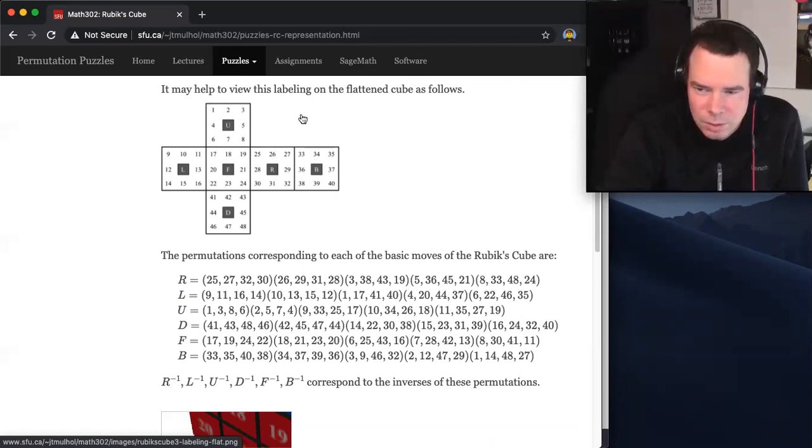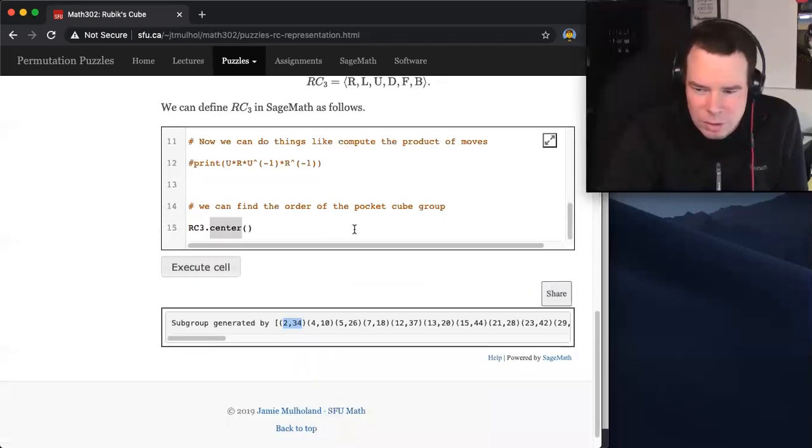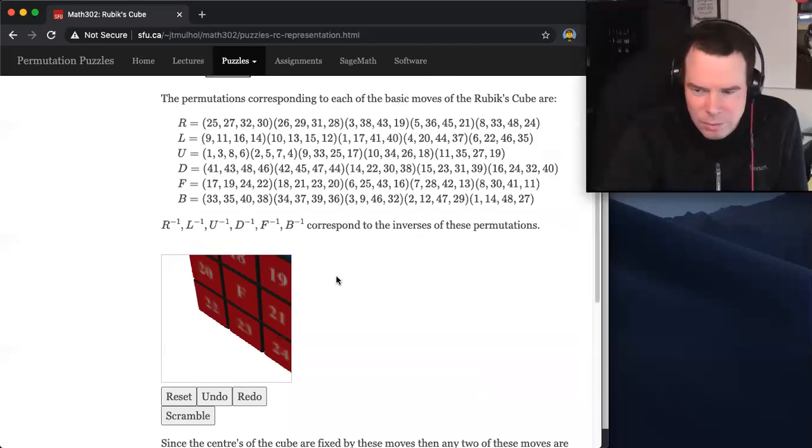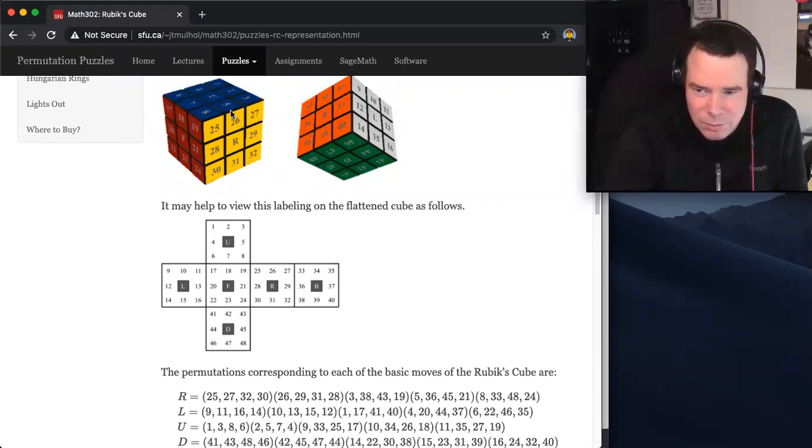2, 3, 4. Okay, so that's the edge that's in the up back position. So that edge flipped. 2 went to 34, 34 went to 2. 410, 526, let's keep looking around. 410, okay, so that edge flipped. 526, that edge flipped. So we can even see that on this picture up here. 526, that edge flipped over.